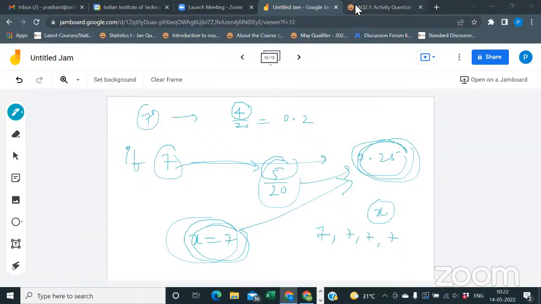Your voice is breaking. Your voice is lagging. Yeah, it's breaking. Okay, so it's clear.